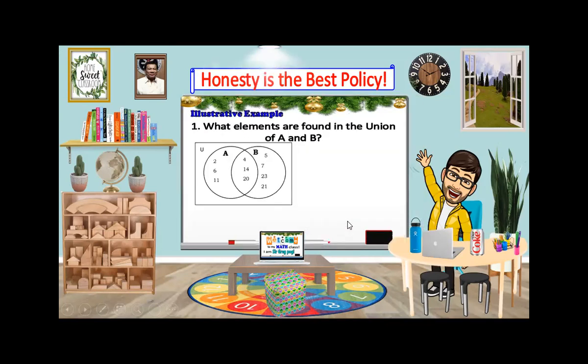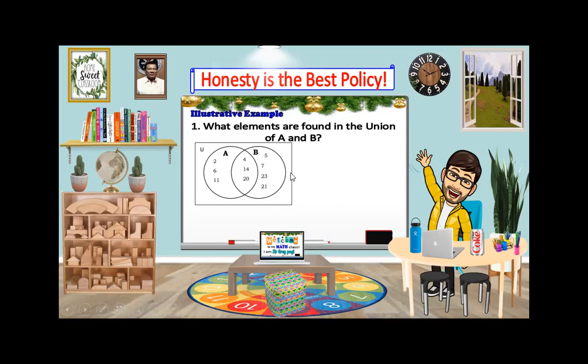Then, number 1, let's have another example. What elements are found in the union of set A and set B? Let us take a look at this illustration. Set A is one circle with the numbers 2, 6, 11, 4, 14, 20. Then set B, also a circle, has 4, 14, 20, 5, 7, 23, 21. Now, the question: what elements are found in the union of set A and set B?